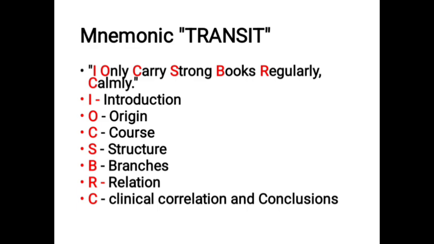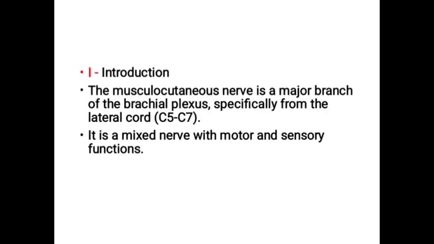I for introduction, O for origin, C for course, S for structure, B for branches, R for relations, C for clinical correlation, and conclusion. Now, as a way of introduction, the musculocutaneous nerve is a branch of the brachial plexus, specifically from the lateral cord, C5 to C7. It is a mixture of motor and sensory nerve, and it has a motor and sensory function. The musculo for the motor function, and the cutaneous for the sensory function.